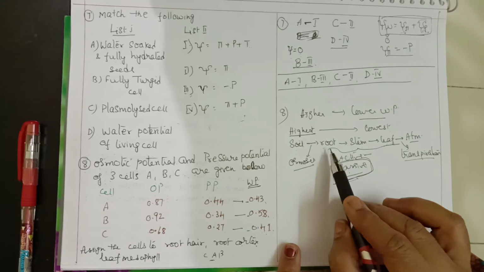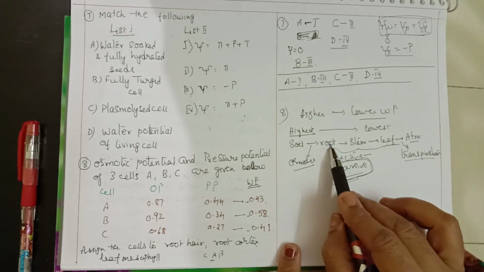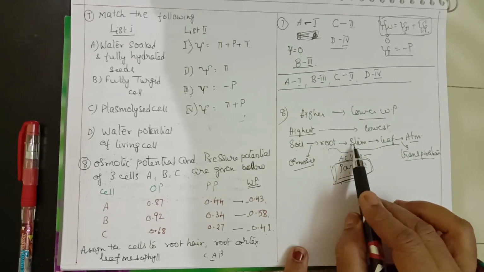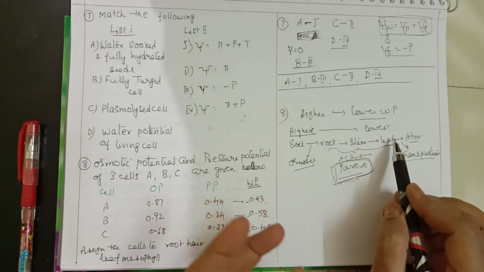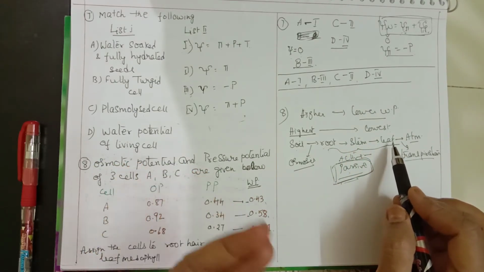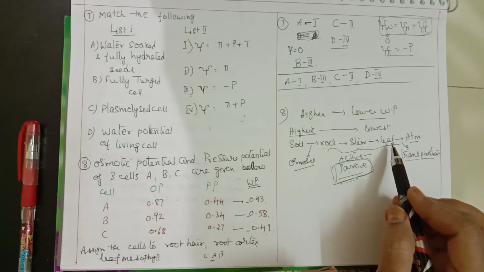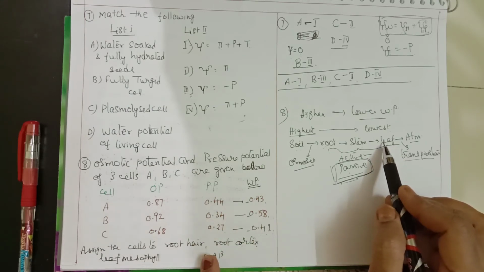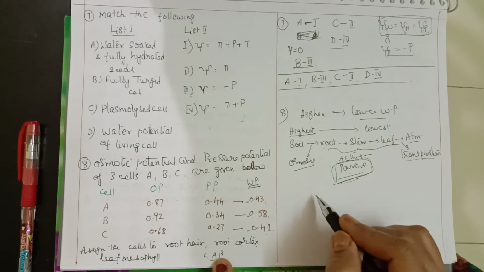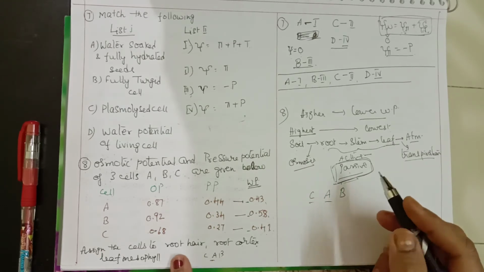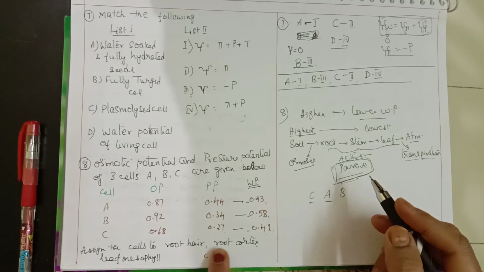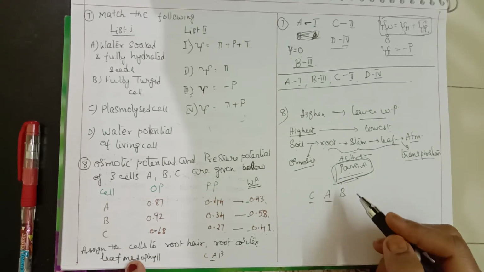Again, root we can divide into root hair and root cortex. Similarly stem epidermis, stem cortex, leaf epidermis, leaf mesophyll. We can divide it based on internal anatomy also. So here we can give the answer as C, A, B. C for root hair, A for root cortex and B for leaf mesophyll cells.